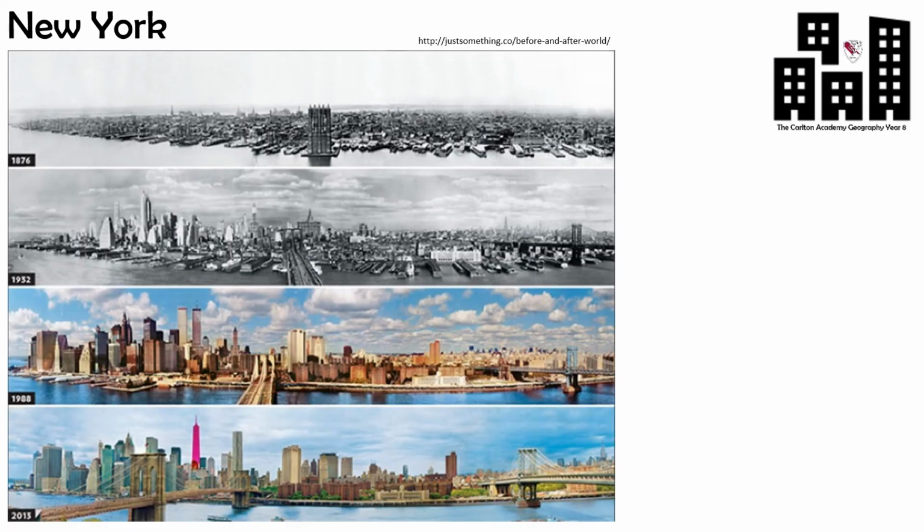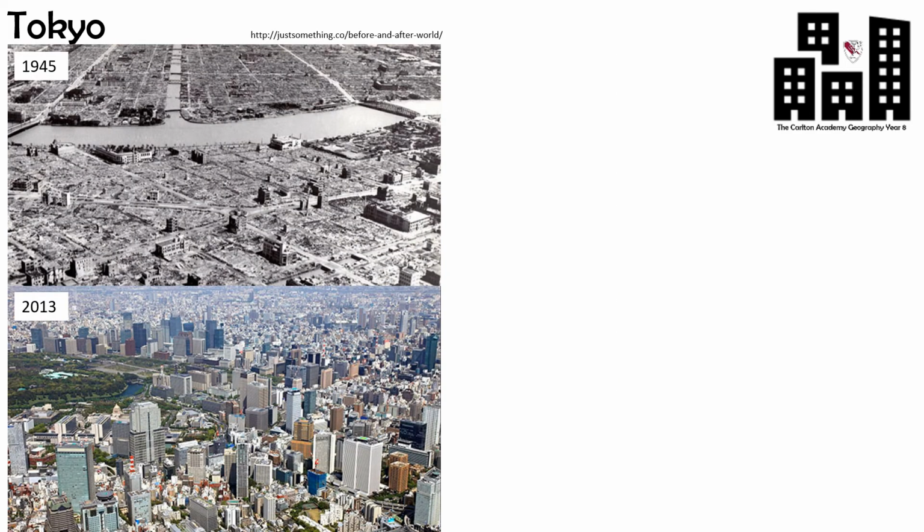So look at these 4 pictures of New York. The one at the top shows New York in 1876, when there was only 1 million people living in New York. New York was the first ever megacity, passing 10 million in the 1930s. It now has 22 million people living there. Tokyo is the world's largest city by population, with 37 million people living there. That's over half of what live in the entire of Britain.